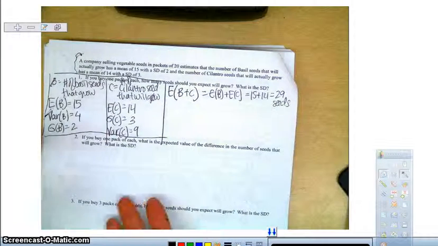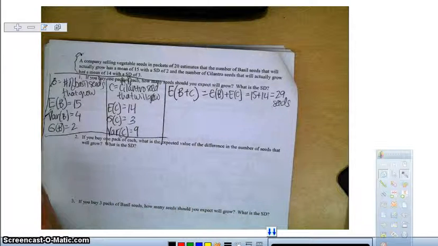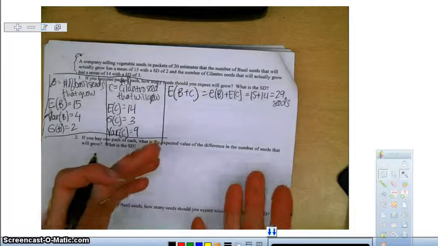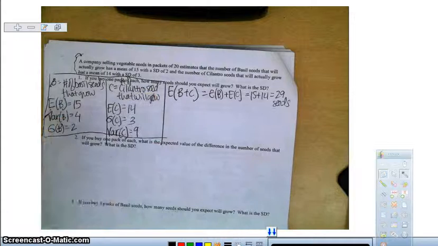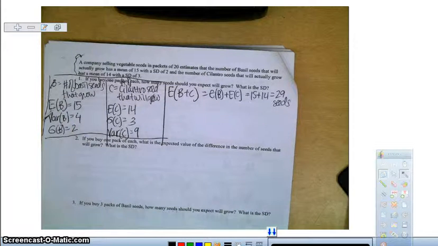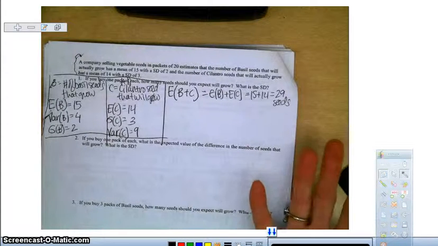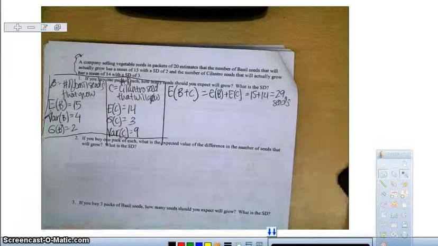Does that make sense? Does that seem like common sense to you? It should. Expected value: I expect 15 basil and 14 cilantro. I expect 29 seeds to grow if I plant 1 pack of each. The thing that might not go so well is the variance part. But wouldn't you expect more variance, with different kinds of seeds, more variability in how many are going to grow?